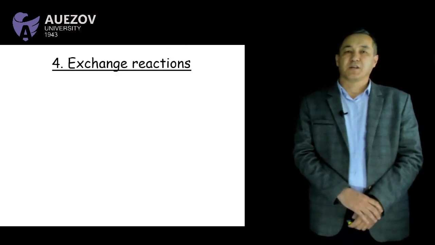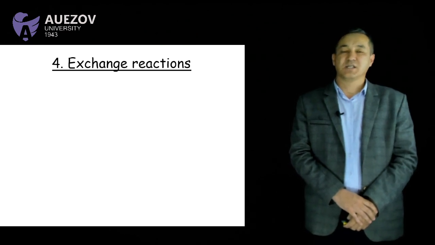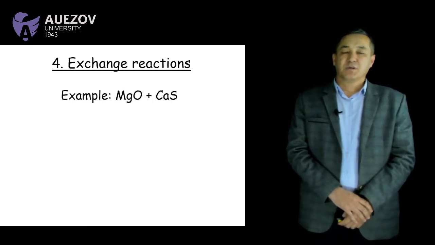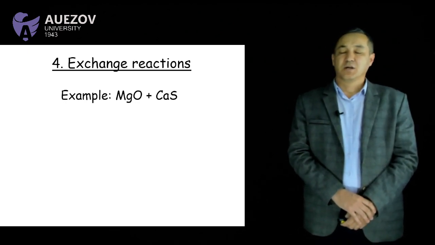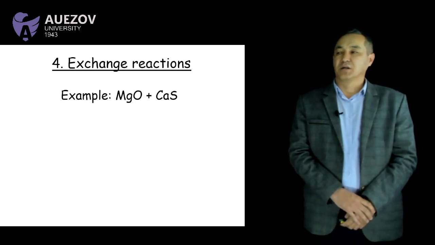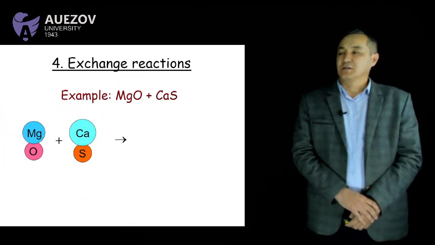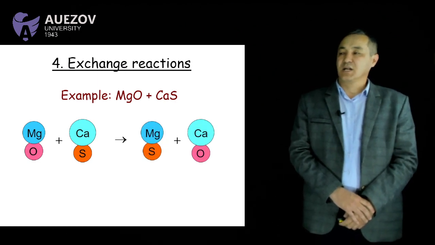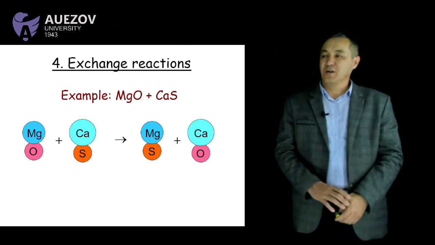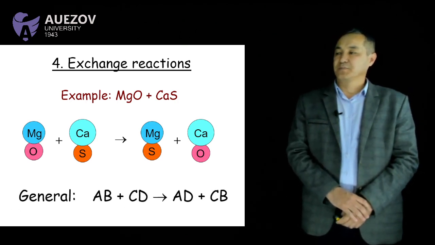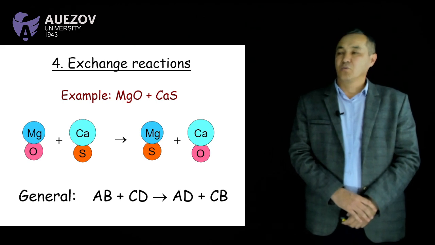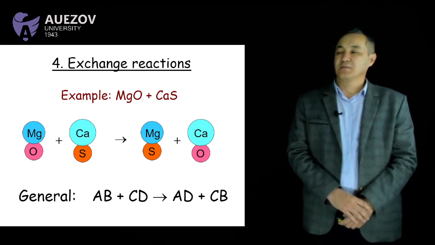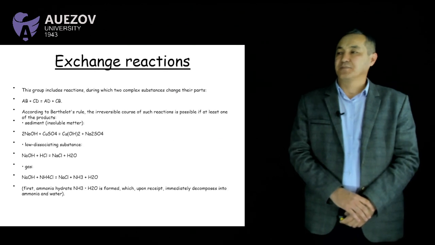The fourth type of chemical reaction is exchange reaction. For example, for this type of chemical reaction, we can take magnesium oxide and calcium sulfate. And as a result of this reaction, we get magnesium sulfate and calcium oxide. In general, we can write this type of reaction as AB plus CD equals AD plus CB substance.